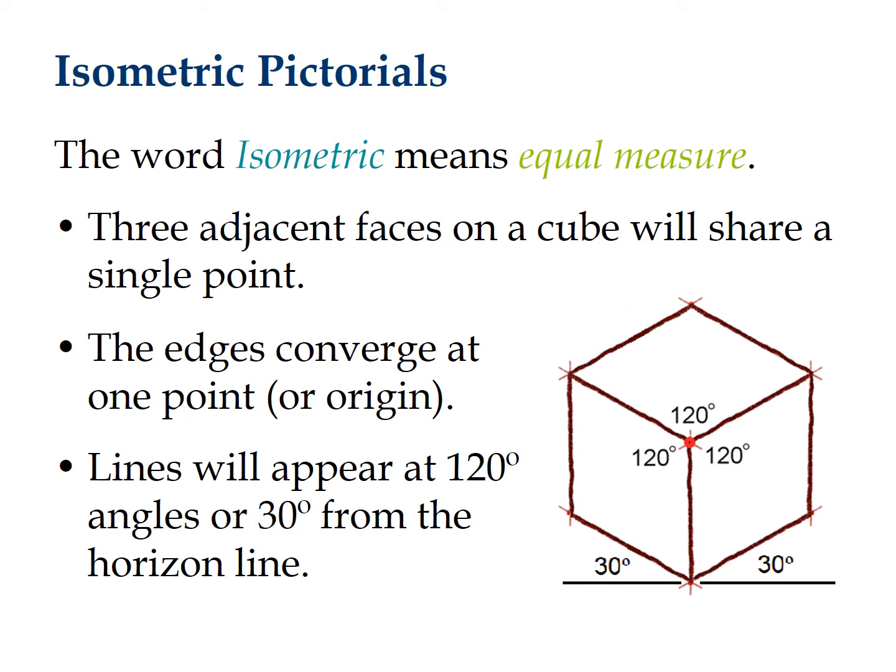Isometric pictorials. The word isometric means equal measure. Three adjacent faces on a cube will share a single point. The edges converge at one point, or what we call the origin. Lines will appear at 120 degrees or 30 degrees from the horizontal line.